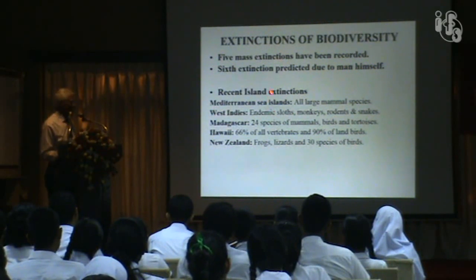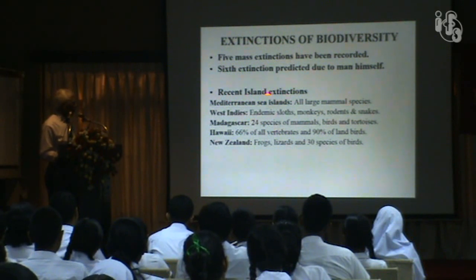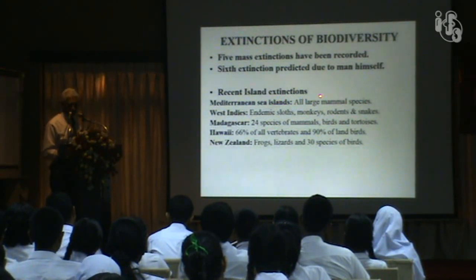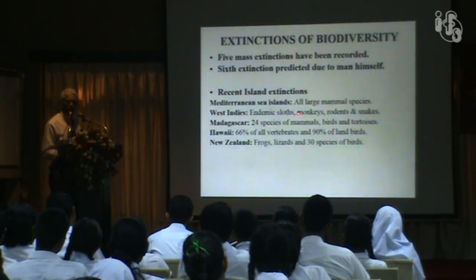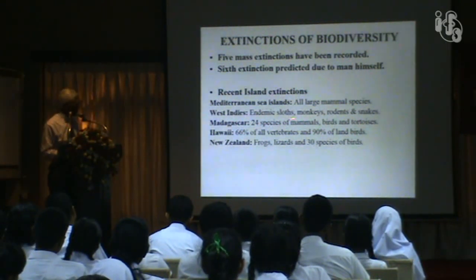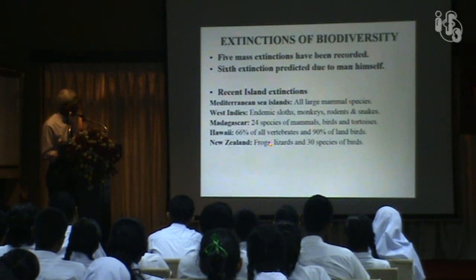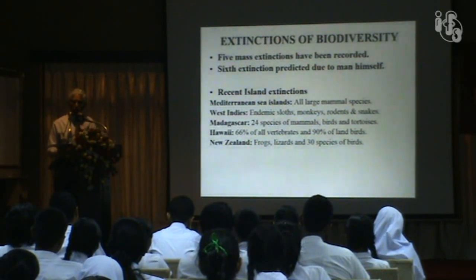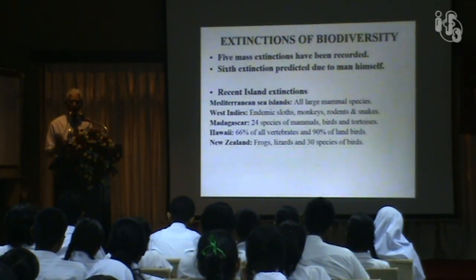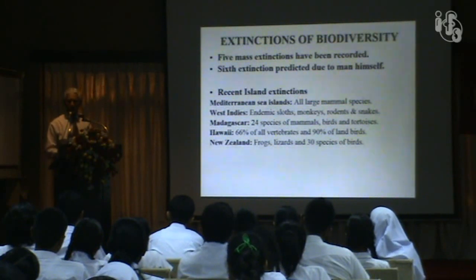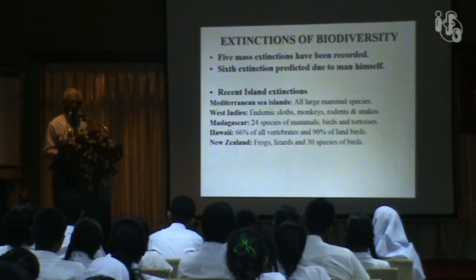And these are not just arbitrary statements. See how people's behavior has led to extinction. Mediterranean sea islands, all large mammal species have been destroyed after man colonized those areas. West Indies, endemic stocks, monkeys, rodents, snakes, none of them mammals. They have all been destroyed. Madagascar, 24 species of mammals, birds, and tortoises have been destroyed. Hawaii, 66% of all vertebrates, 90% of all the land birds have been destroyed after the people colonized. New Zealand, frogs, lizards, 30 species of birds. So, as I said, this extinction prediction is not arbitrary, it's happening. If people are not aware and they don't change their lifestyle, we could destroy ourselves.